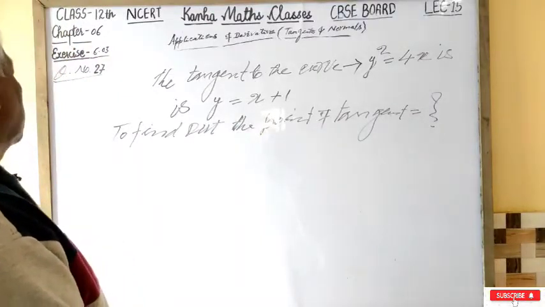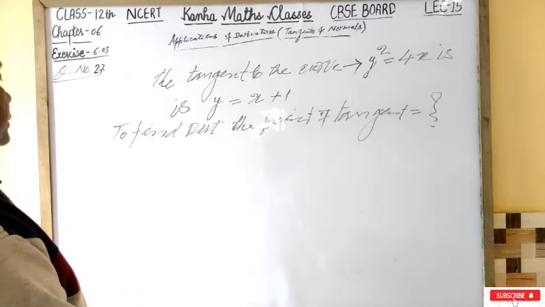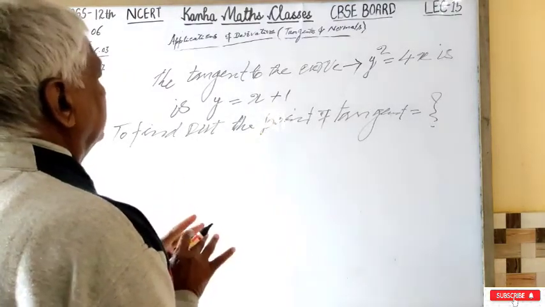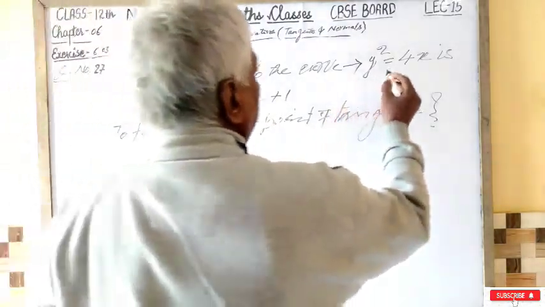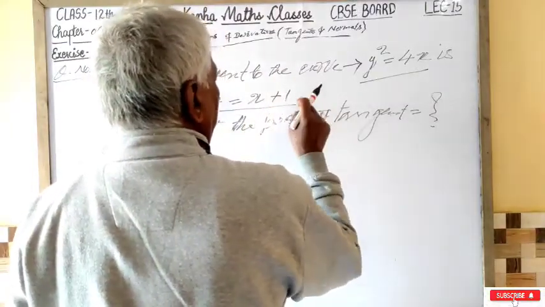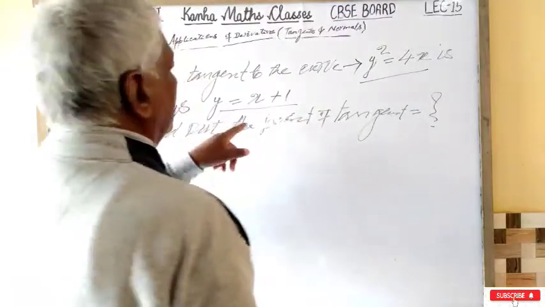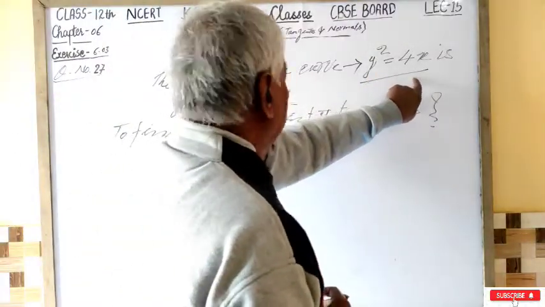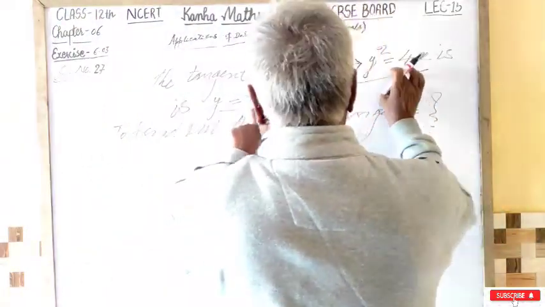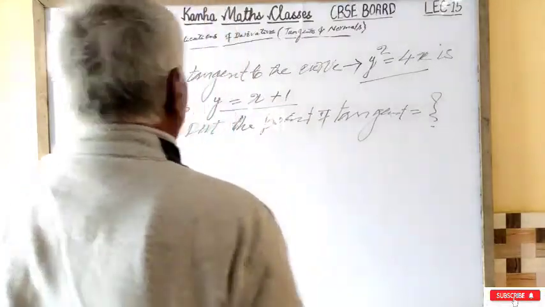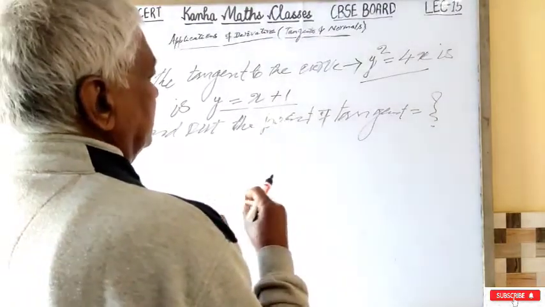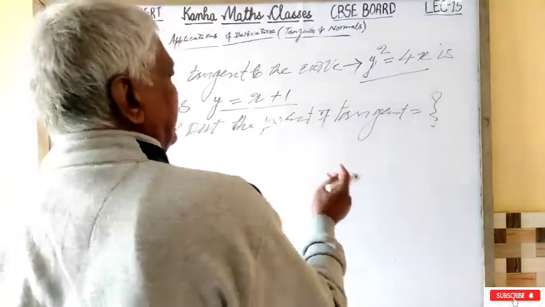Here in the last question of exercise 6.03, that is question number 27, you are given that the line y equal to 2x plus 1 is a tangent to the curve y square equal to 4x. Here the equation of the curve is given and the equation of the tangent is also given. And you have to find the point of tangency.